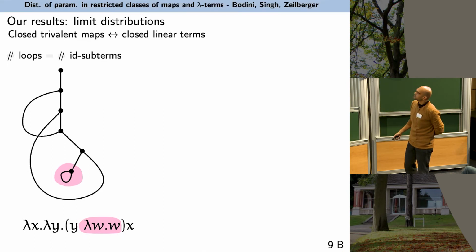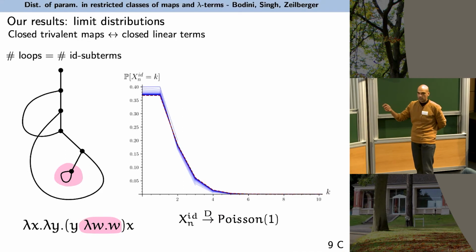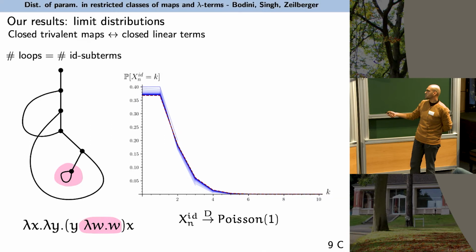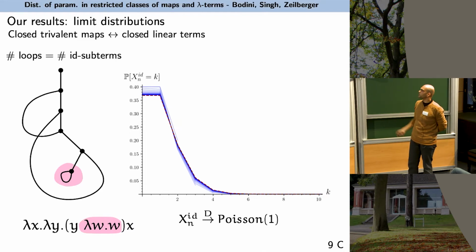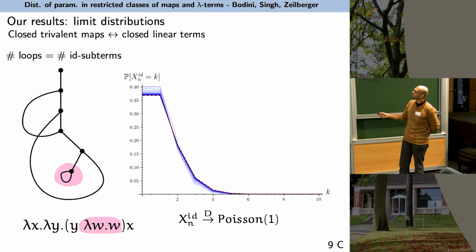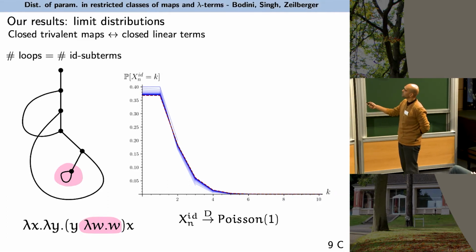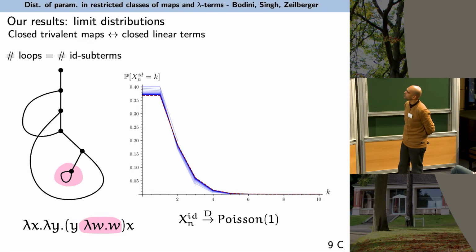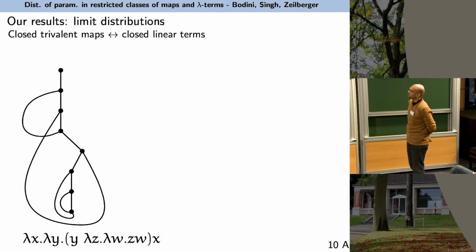In this case, it is a bit surprising, at least to me it was surprising, but the corresponding limit distribution is the Poisson distribution with parameter 1. So if X is the random variable counting the number of loops in a random closed trivalent map, as n goes to infinity, this converges in distribution to this Poisson distribution. We can see here a bit of an experiment of sampling, actually done by brute force, counting all possible terms and plotting the corresponding distribution, and it's quite clear that it converges exactly to this nice Poisson limit distribution. The next result is somehow a generalization of this.